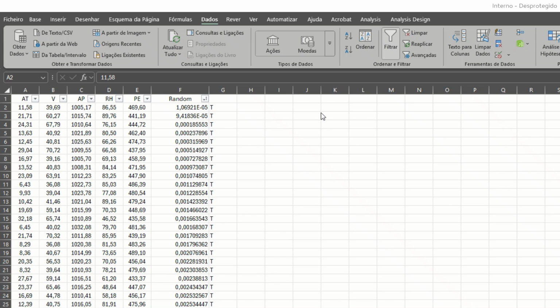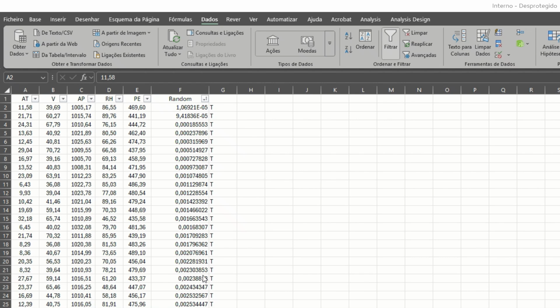Hello, in this project, I built a machine learning model to predict the net hourly electrical energy output of a combined cycle power plant. The goal is to use environmental variables to estimate the power output and evaluate the performance of the different regression models. This is a supervised regression problem, since the target variable is a continuous numeric value.